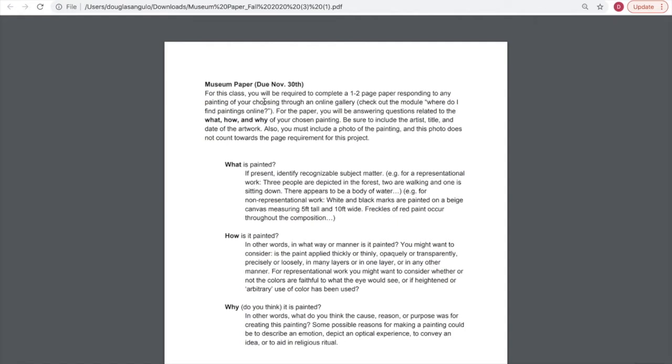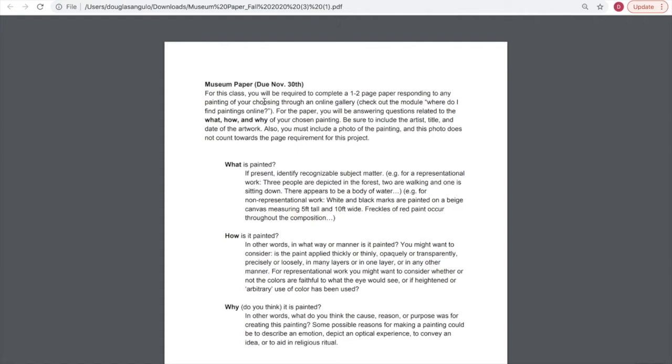So the first question is, what is painted? Now, if it's a representational painting, you could look and describe the subject matter. So for example, there's 3 people in a forest. 2 are walking, 1 is sitting down. There's a body of water. There's a variety of trees and bushes. Now, in this case, it's important to be descriptive and specific, okay, as possible.